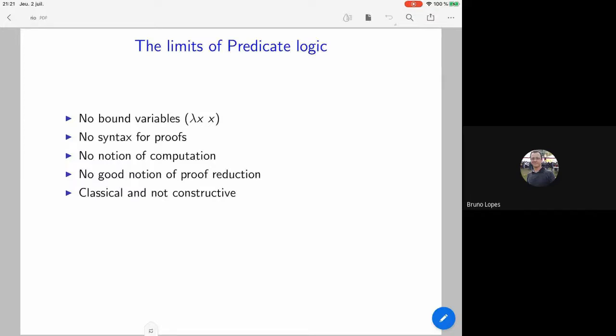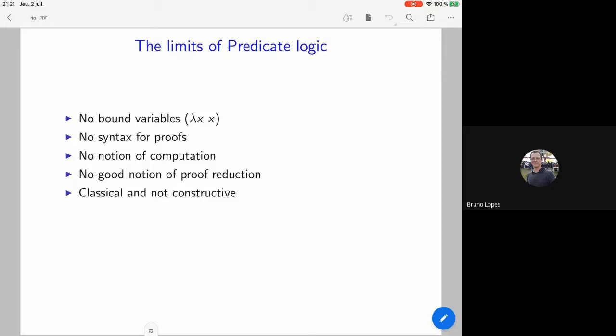There is also no good notion of proof reduction. So of course, if you do not consider any axiom, we have Gentzen's cut elimination theorem. So we have a notion of proof reduction in this case. We have a notion of proof reduction for arithmetic. Then we had a notion of proof reduction for simple type theory. But we don't have a uniform notion of proof reduction. Each time we have a new theory, we have to define what it means to have a notion of proof reduction for this theory. And finally, predicate logic is classical and not constructive.